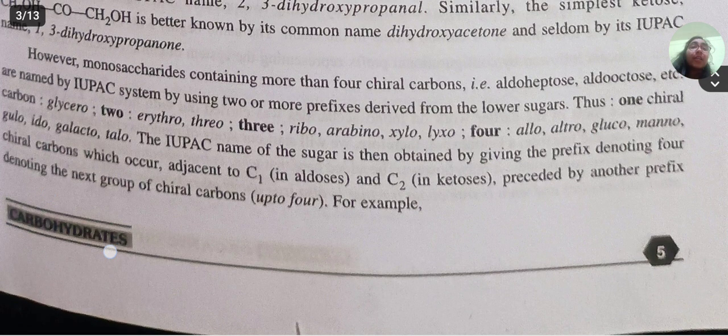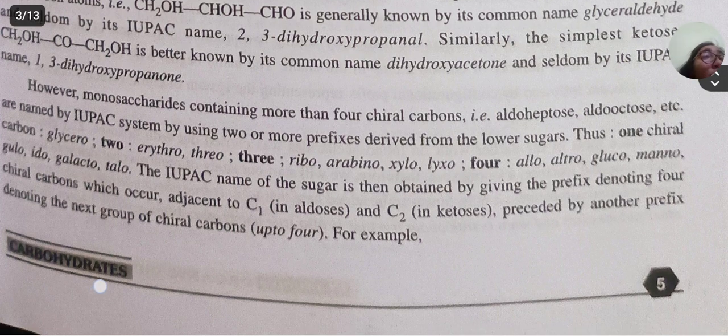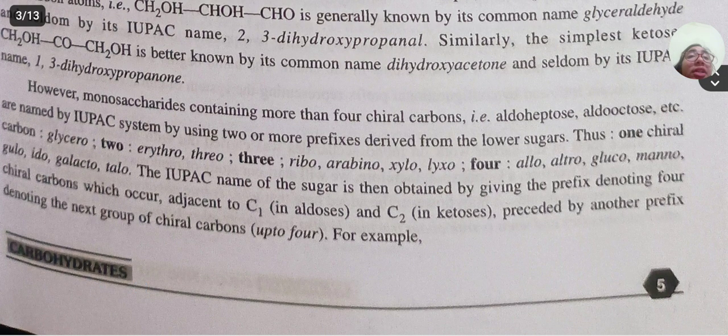However, monosaccharides containing more than 4 chiral carbons, aldopentoses, aldohexoses, etc., are named by the IUPAC system using 2 or more prefixes derived from the names of lower sugars. For 1 chiral carbon, glycero; for 2, erythro and threo; for 3, ribo, arabino, xylo, lyxo; for 4, allo, altro, gluco, manno, gulo, ido, galacto, talo. The IUPAC name of the sugar is then obtained by giving the prefix denoting the 4 carbons which occur adjacent to C1 in aldoses and C2 in ketoses, preceded by another prefix denoting the next group of chiral carbons, up to 4.